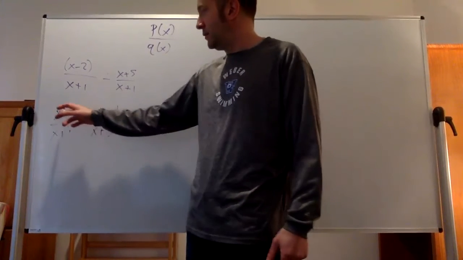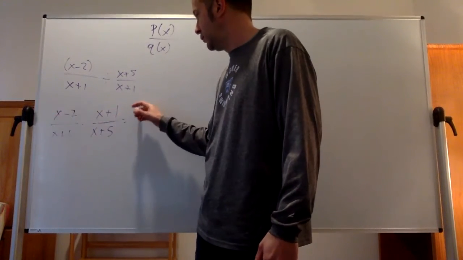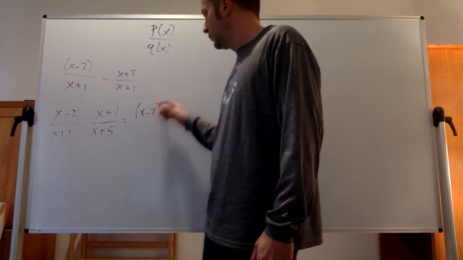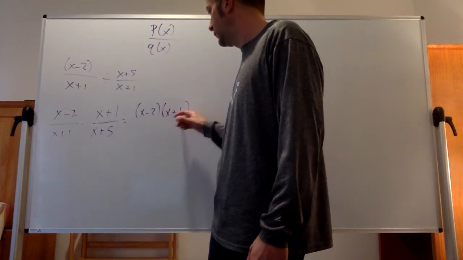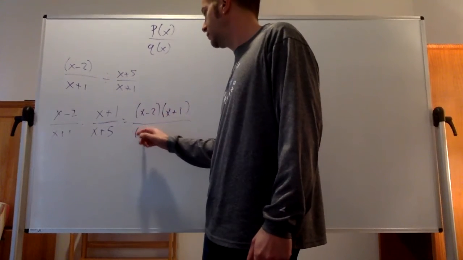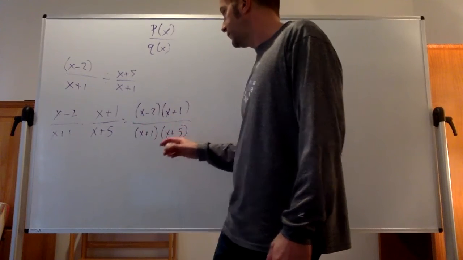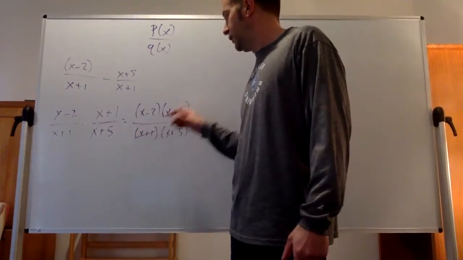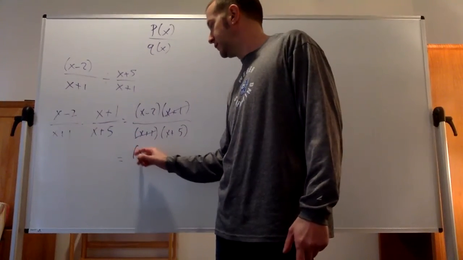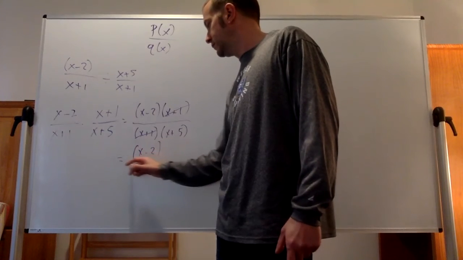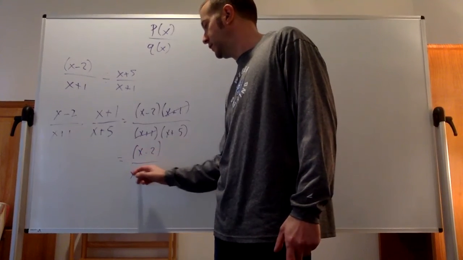I can see right now that it's x minus 2 times x plus 1 over x plus 1 times x plus 5. Now I can just cross these off right here and get x minus 2. I don't know why I keep writing those parentheses. I don't need them.